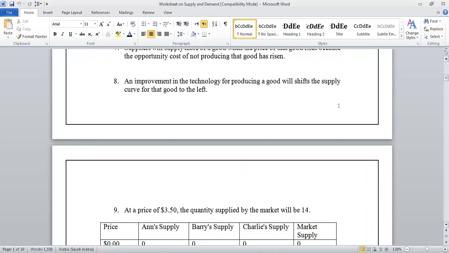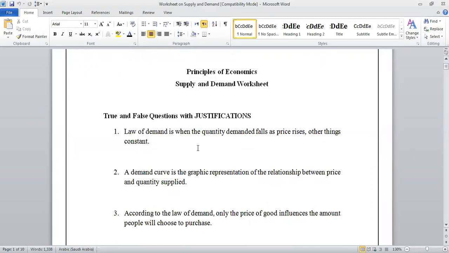Okay, number one, it says what? The law of demand is when the quantity demanded falls, بتقل, as prices increase, other things being equal. Is this true or false? Now we know when we talk about demand, as your quantity demanded decreases, your prices will increase, right? Or in other words, لما السعر بيزيد, people buy less. So this is a true statement. Okay?